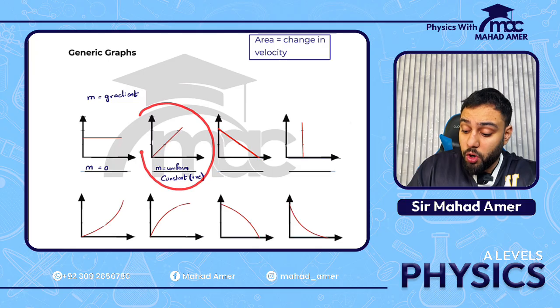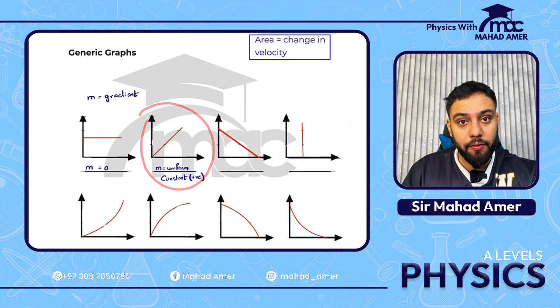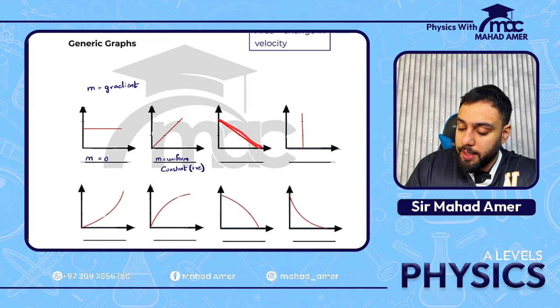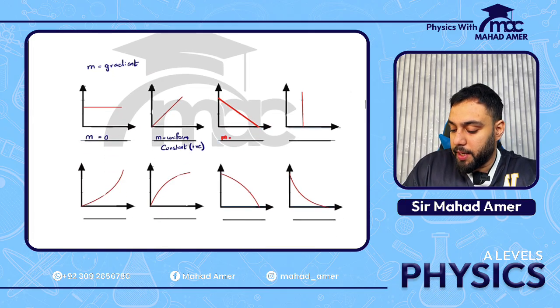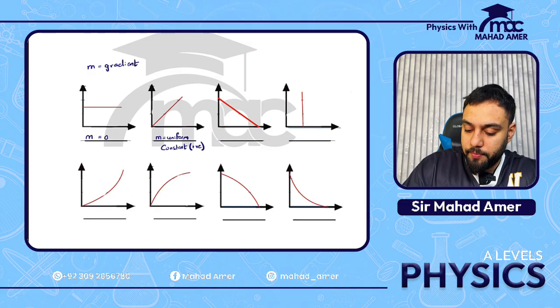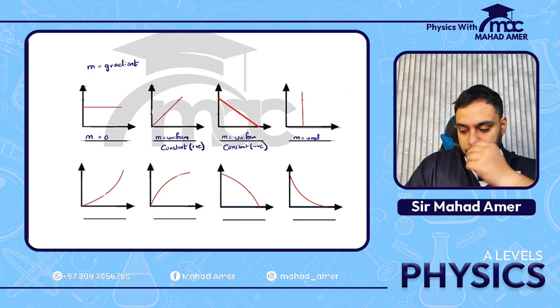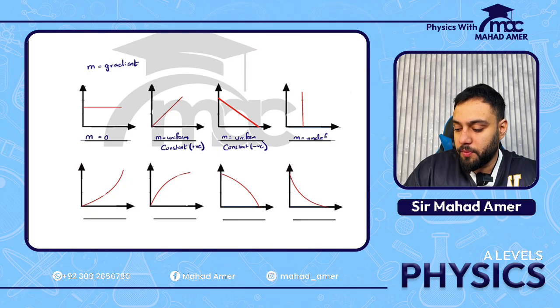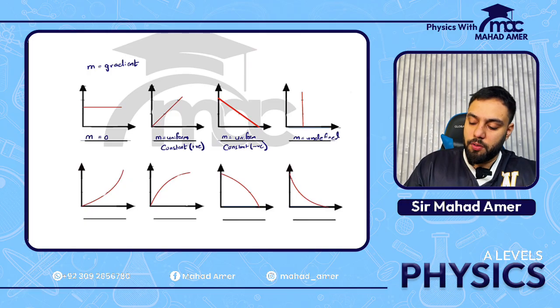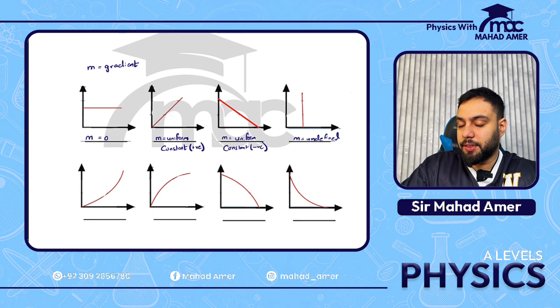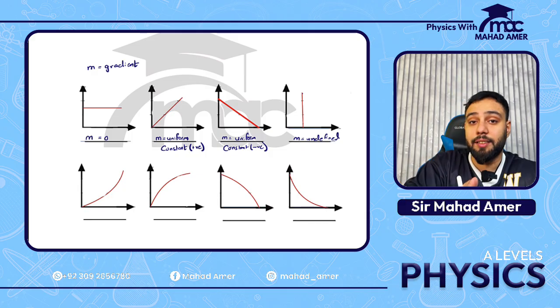So the gradient is not changing for this graph. That's a straight line with uniform positive gradient. All right, this is a uniform negative gradient. M is negative and uniform. You can say constant, and this is a negative gradient. This is an undefined gradient. You can say it's infinity, but it's undefined. Any line going like this means it instantaneously came to rest or something instantaneous happened.